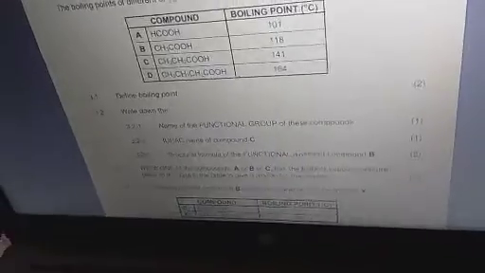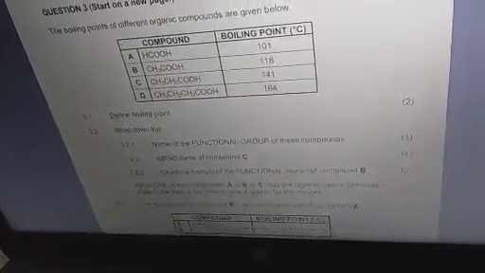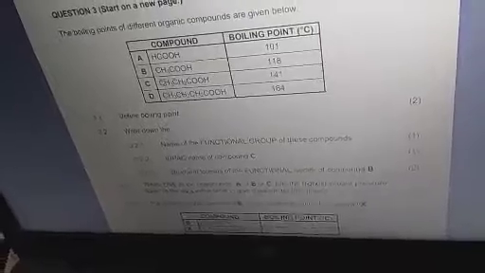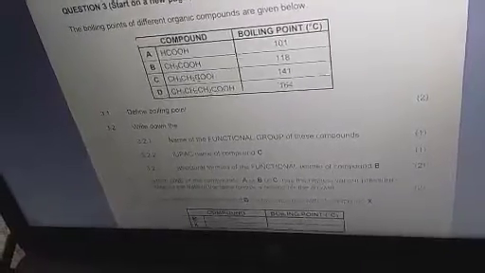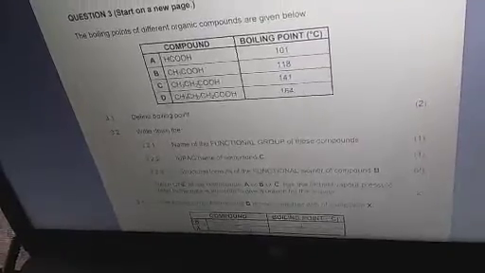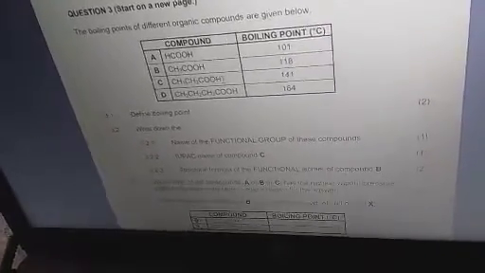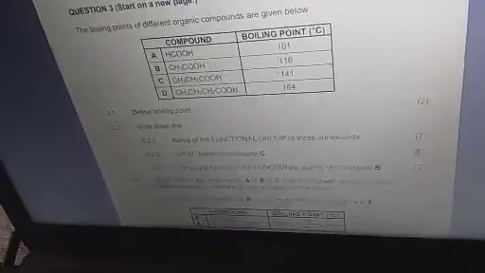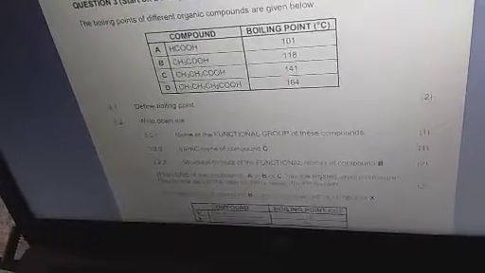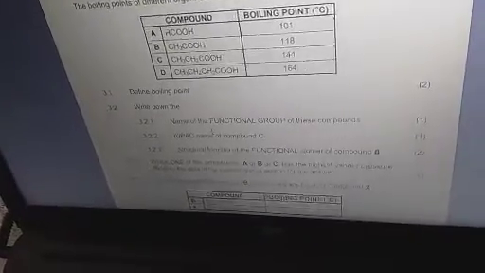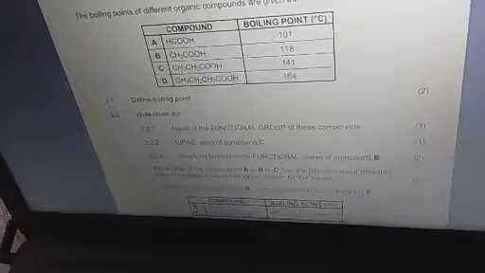Where's compound C? This one. Let's count the C's: 1, 2, 3. So it's propane. But it's an acid, so it's going to be propanoic acid. Hence it's just 2 marks. There's no need to consider branches and so forth in this case. It's not complex, because it's propanoic acid.